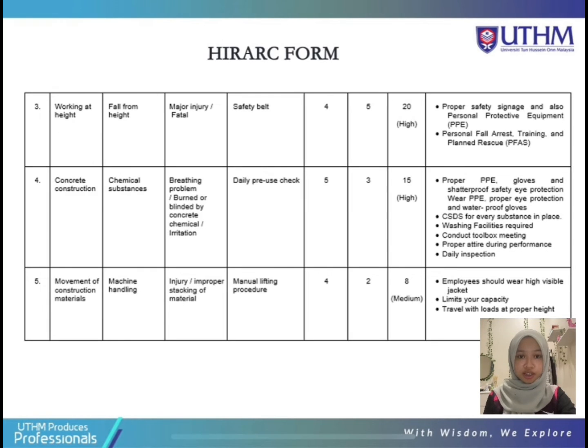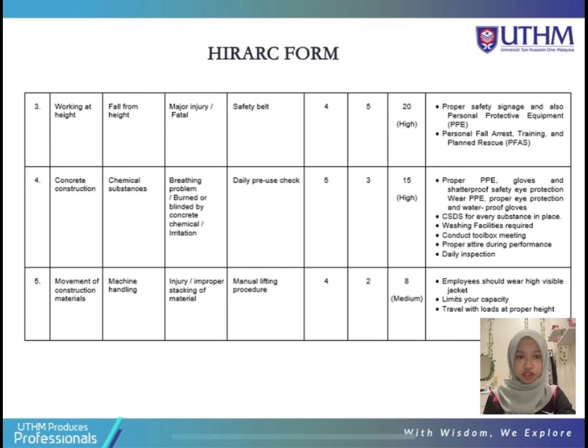Number 3 is working at height. The hazard is fall from height, and the effect is major injury or fatal. The existing risk control is a safety belt, and the risk analysis is 20, which is high. The risk control is proper safety signal and also personal protective equipment, which is PPE.